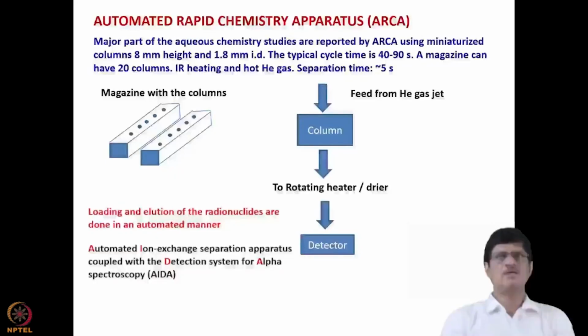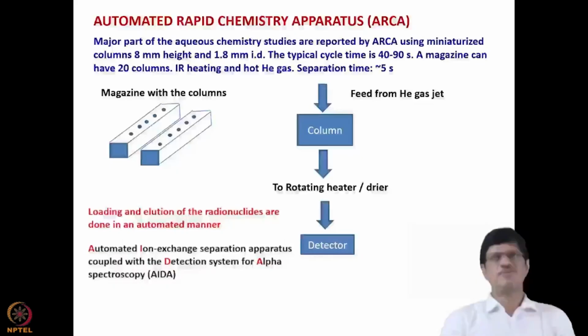Now coming to the aqueous chemistry experiments, there are several sophisticated instruments used for this. These instruments have been designed in a special way so that these transactinide compounds can be separated and also detected using a special type of detecting system. The first of such instruments is called the automated rapid chemistry apparatus, or ARCA.